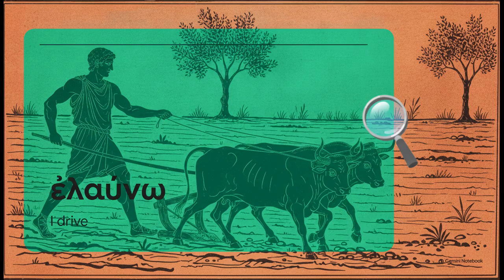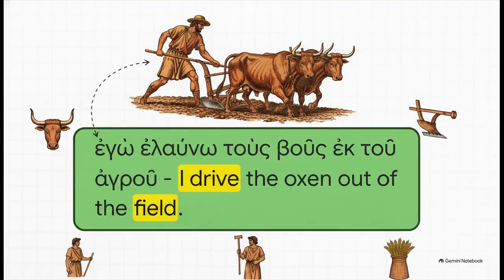And to keep those oxen moving, he might even have to kento, goad, or prick them. So the crucial point is seeing how this verb operates in full context. Listen to this. Ego elauno tous bous ek tou agrou. I am driving the oxen out of the field. Notice the ego, the I, making this a very direct first-person action.